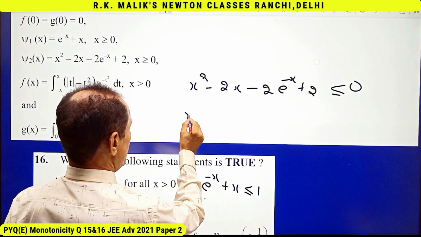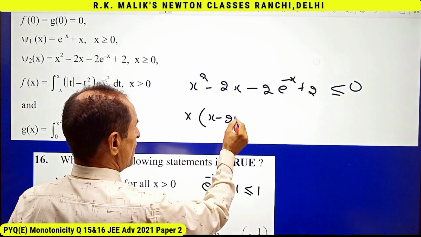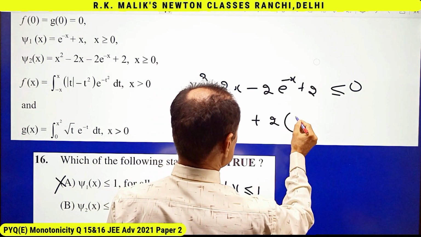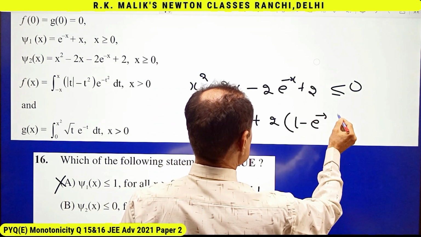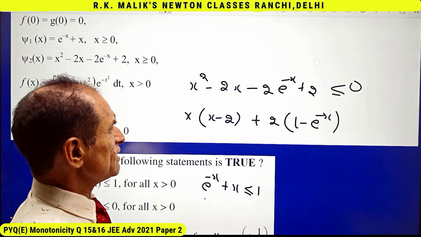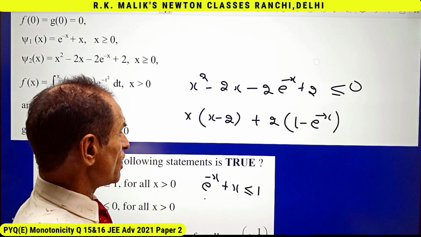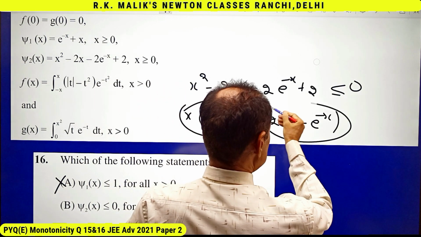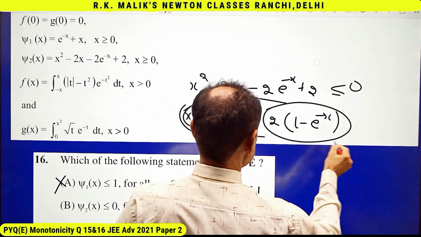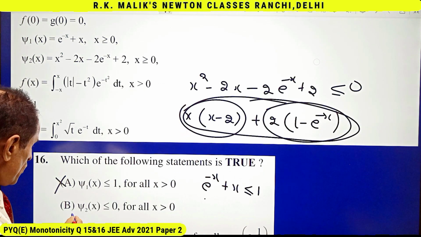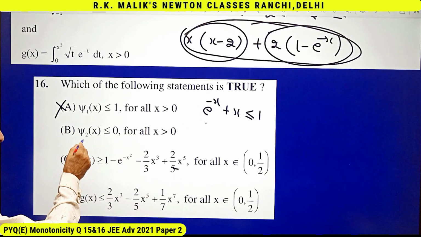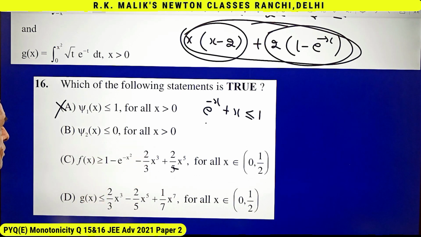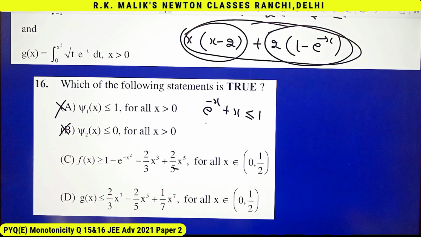Actually it can be written as x into (x minus 2) plus 2 into (1 minus e power minus x). It is clear that if I take the value of x very large, this will be positive, this will be positive, hence the sum will be positive. Therefore the statement that psi of x is less than or equal to 0 for all x greater than 0 is wrong. Hence I can say B is the wrong choice.